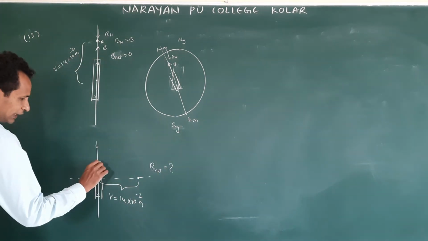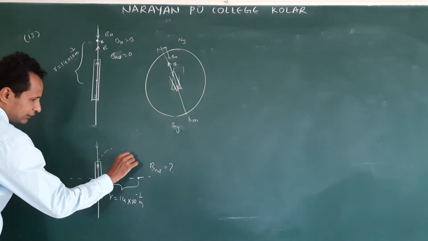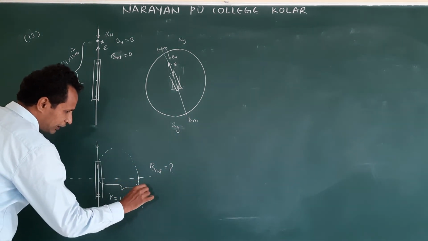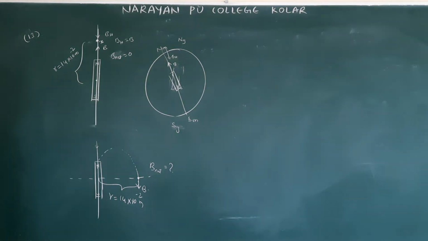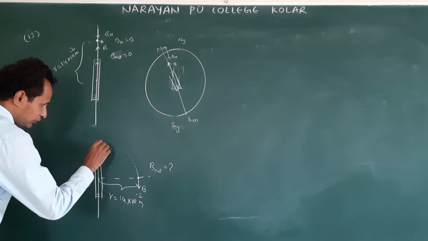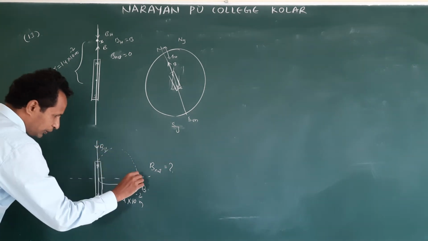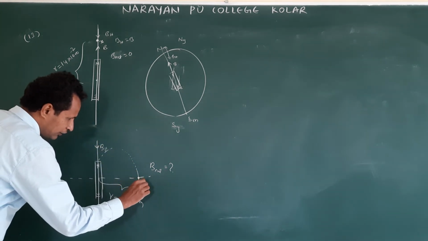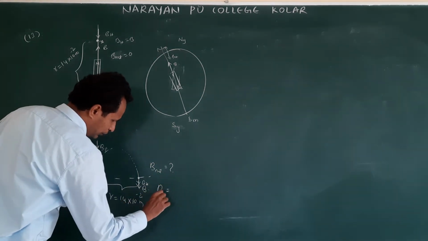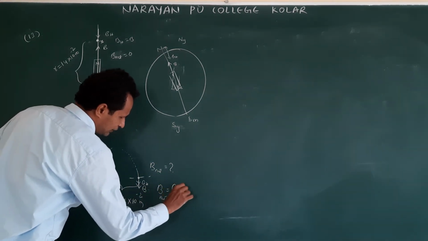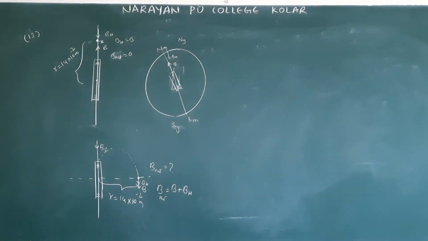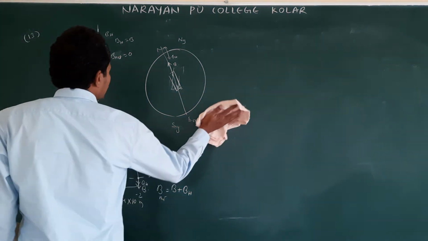At this point, field lines due to the magnet will act like this. So this is B, the magnetic field due to the magnet, and the earth's magnetic field is acting downwards only. So this is BH. BH is also acting downwards. The net field is what? B net is equal to B plus BH. Clear? Understand?